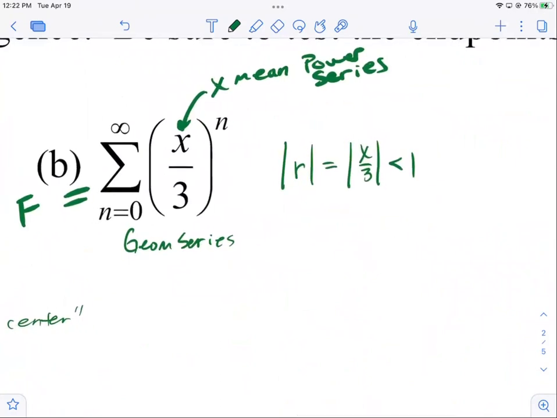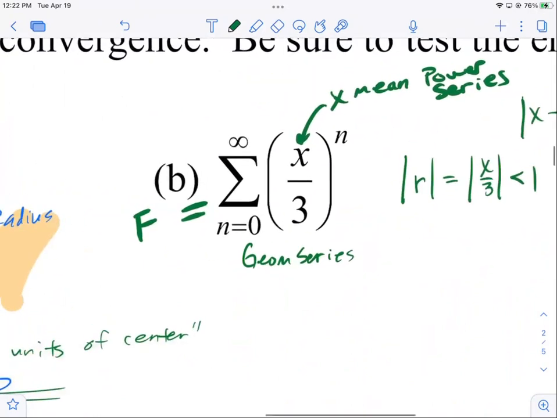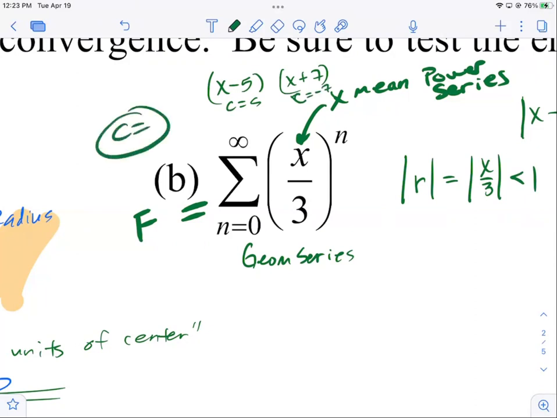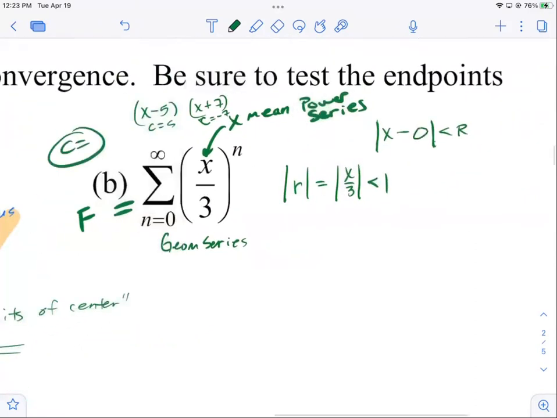And now to get it into this format, x minus the center less than r, what is the center of this Taylor series? What's that? The center? It's 0, right? Because if it weren't 0, you would see like x minus 5 or something, and that would be the center at 5, or you would see like x plus 7, and that means the center's at -7. But if you don't see x plus or minus something, the center's at 0. So for our center, it's at 0. So we're trying to get it into x minus 0 is less than r.